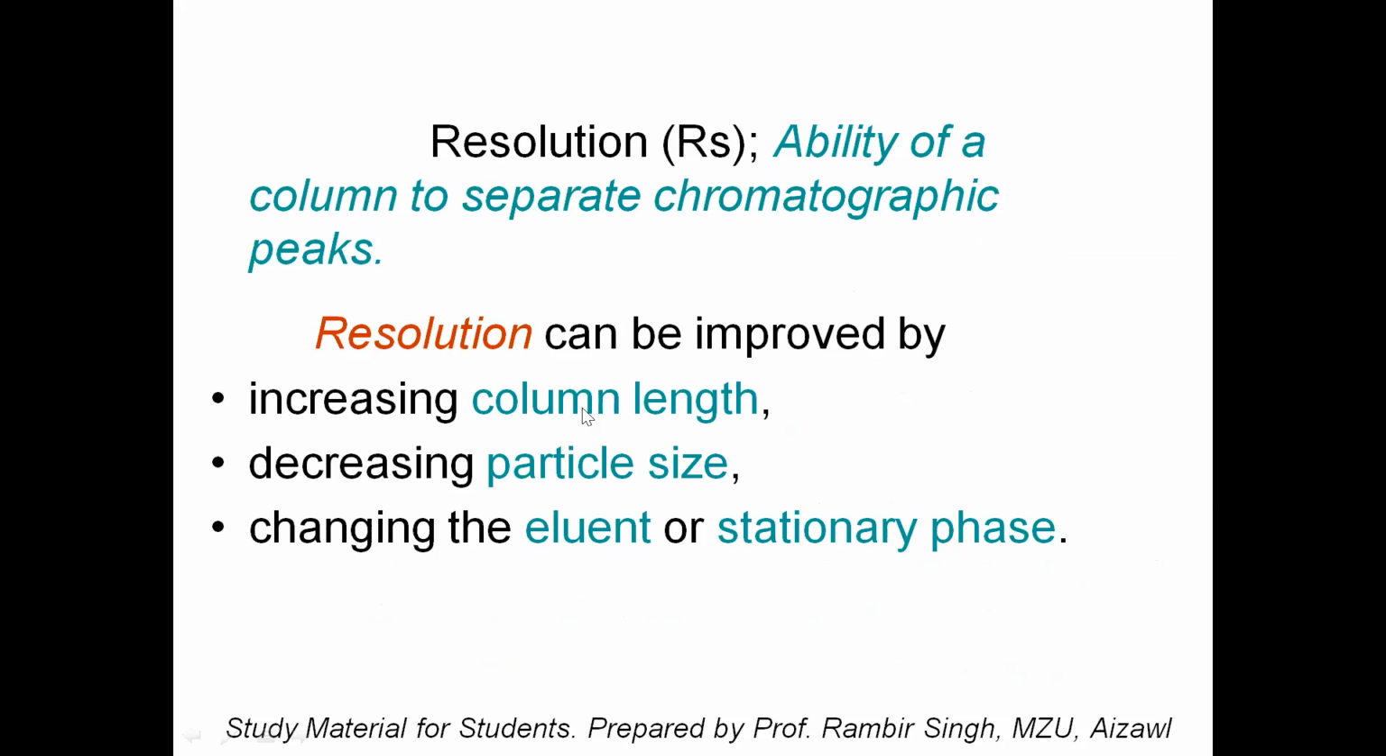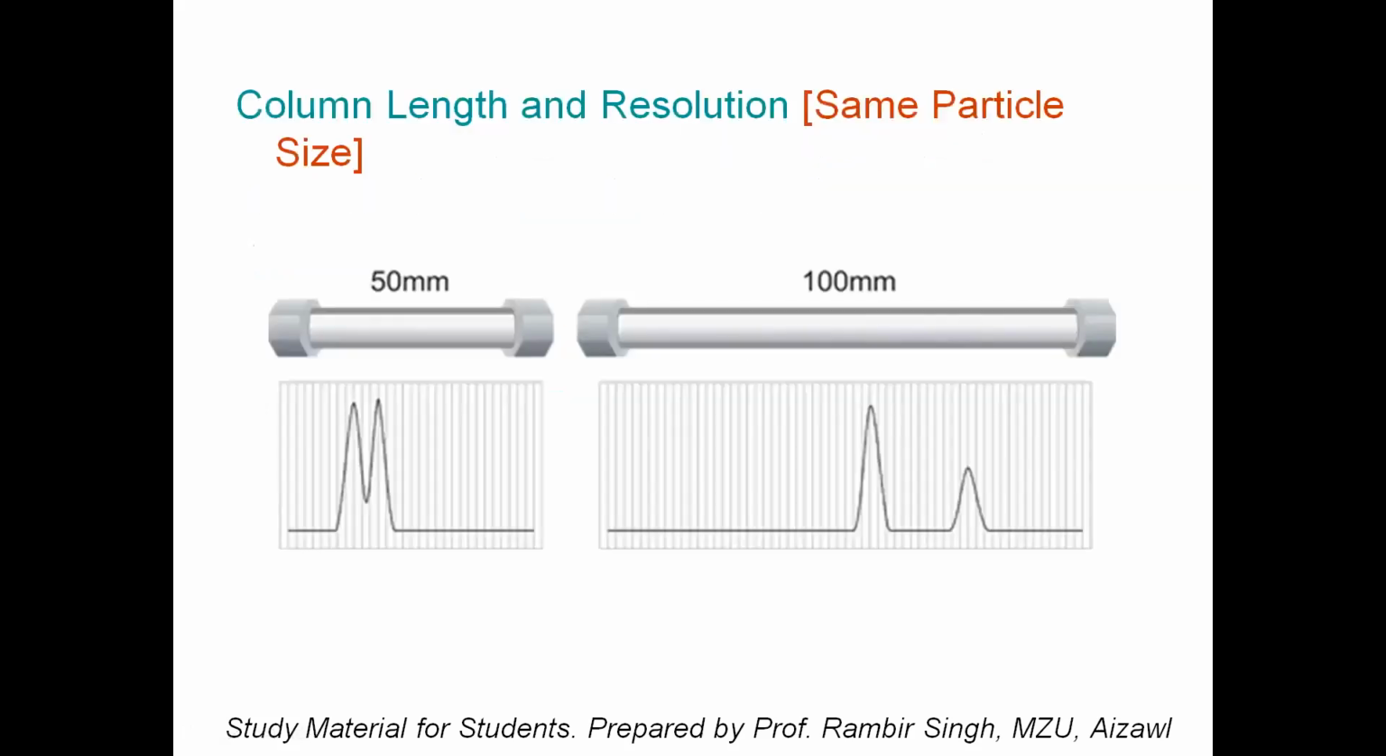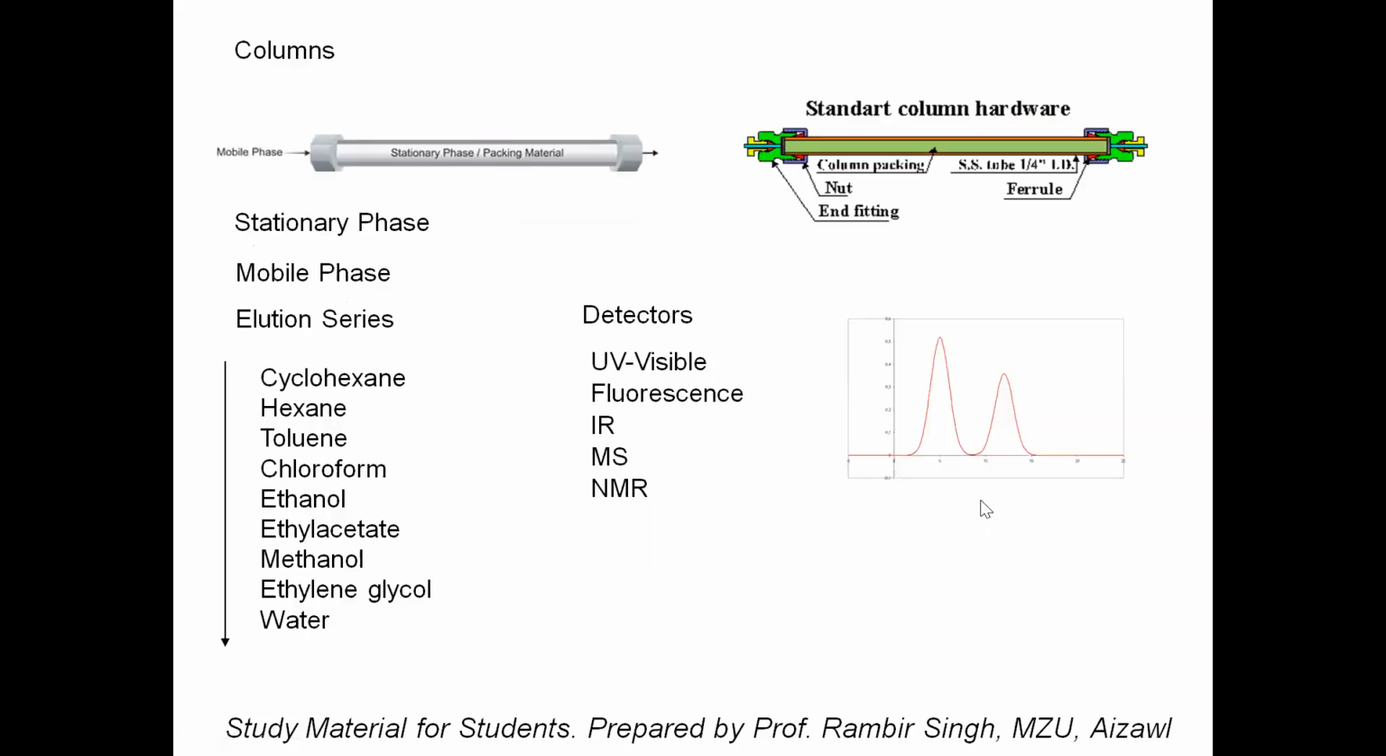Resolution can be improved by increasing the length of the column, decreasing the particle size, or changing the eluent or the stationary phase. Either we can change the solvent or we can change the stationary phase. Like you see here, it was a 50 mm column, and the separation was not very good. Now, if I double the length of the column, the separation improved dramatically. All these things decide how the separation can be done.